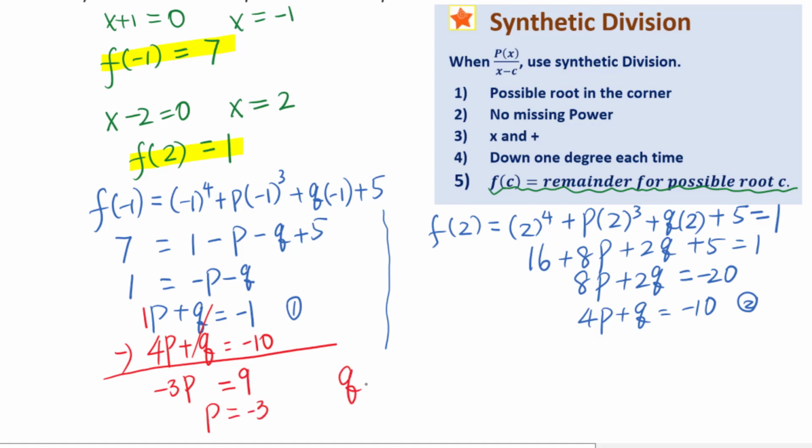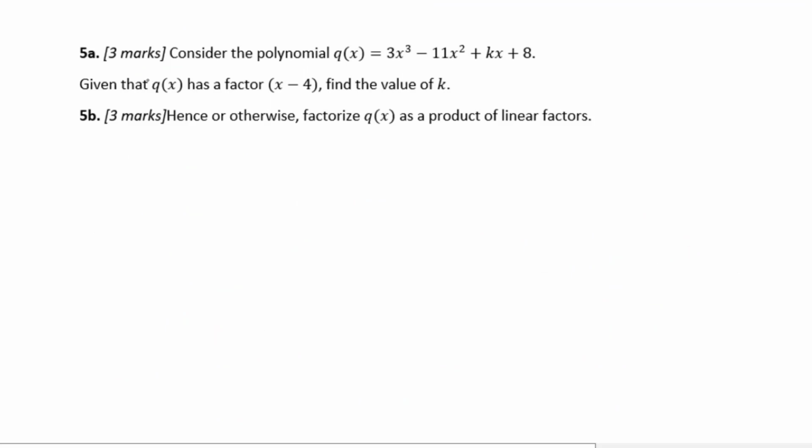For the q, we can get negative 1 minus p. So negative 1 minus negative 3 equals 2. So the final answer: p equals negative 3, q equals 2. Let's go to number 5.